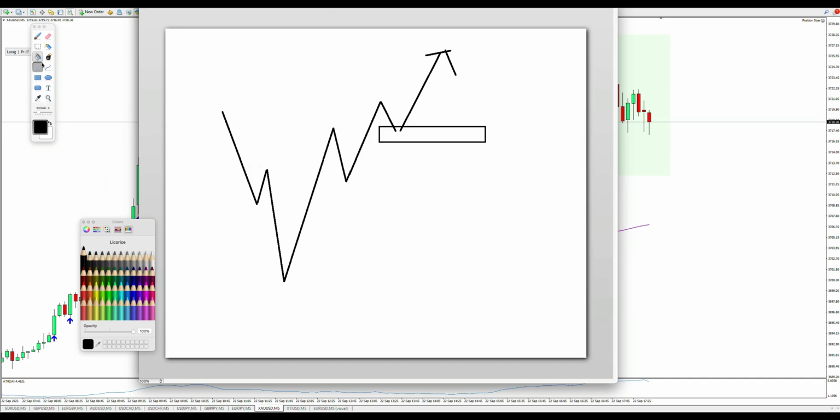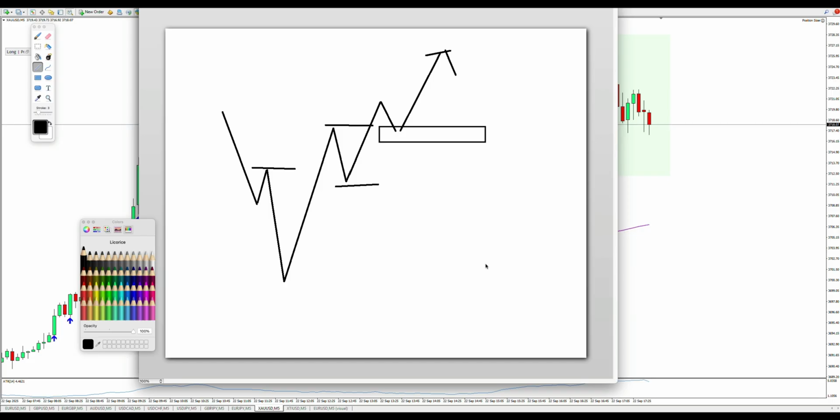Now, you have to be careful. You have to really understand what you're doing. So obviously here has broken. You have break a structure here and here. You have a higher low. You have a higher high. You need to be aware. It's risky. It's risky, is what I'm saying.